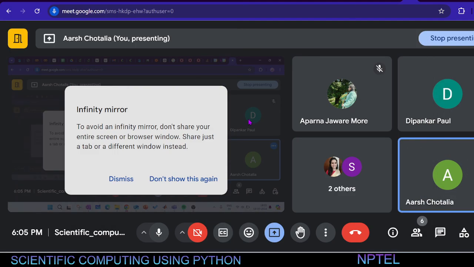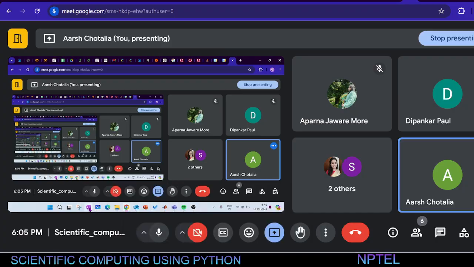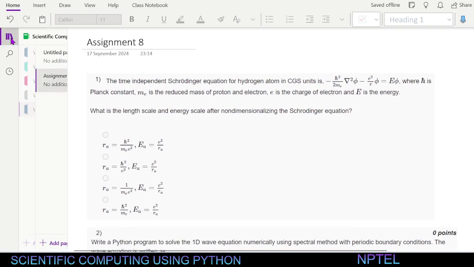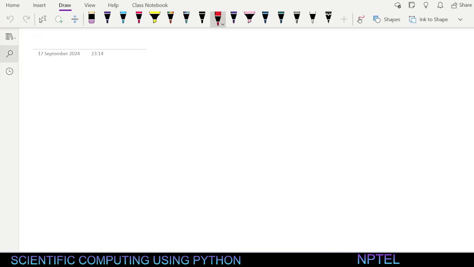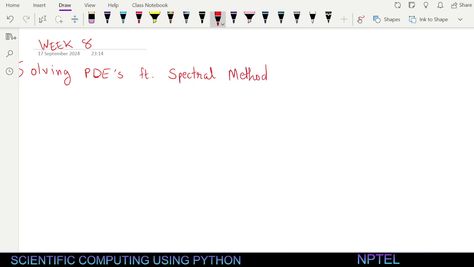Okay, so this is week 8. And this week is going to be solving PDEs, and the method that we use, featuring Fourier transform or spectral method. So any questions from the previous session?